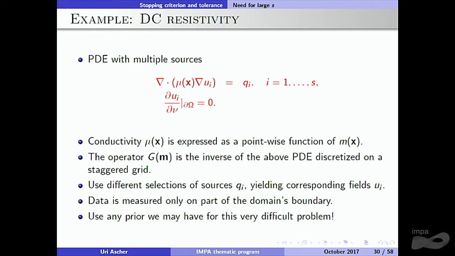And so if you look at an example of a PDE, we're looking for a mu of x. We have sources qi, we have solutions ui, and so the Green's function will be this. We discretize this, and the Green's function will be the inverse of that G of M. And M is related to mu by a pointwise function. We actually use it in order to introduce bounds on mu. You often know bounds on mu in practice, and that's why it's called mu and not M up in this slide here.